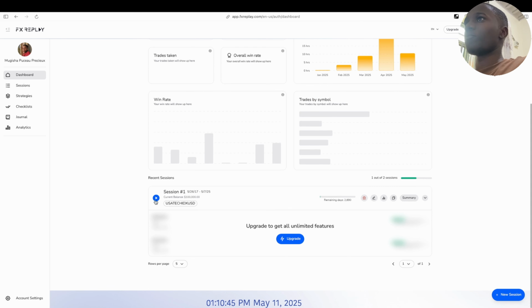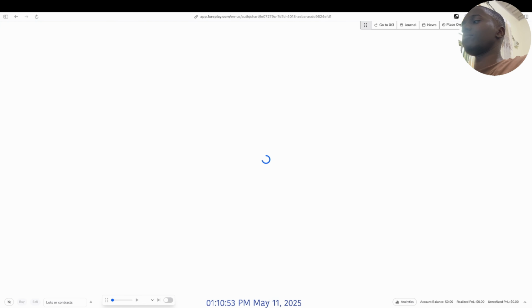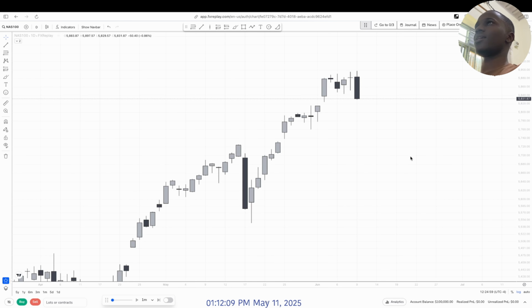Right, so let's play the session now. Currently this is the NAS. Hopefully when this session ends, I'll try to add more assets to the session, because I can't add more assets right now. So let's do the NAS and then maybe we can continue with the others.